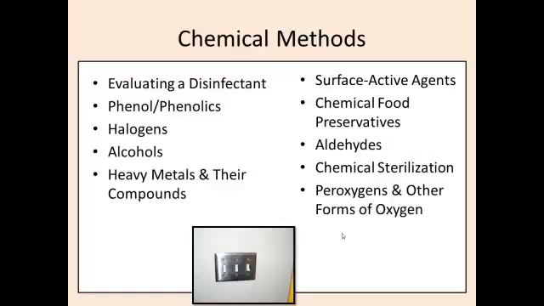Then we're going to discuss the active ingredients that are found in disinfectants, chemical sterilants, and the like, including phenol and phenolics, halogens, alcohols, heavy metals in their compounds, surface active agents, chemical food preservatives, aldehydes, chemical sterilization, and peroxygens and other forms of oxygen.